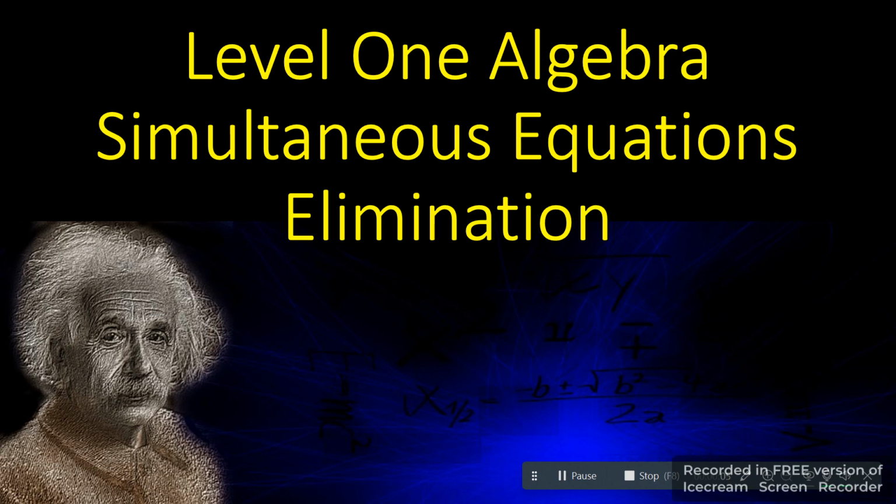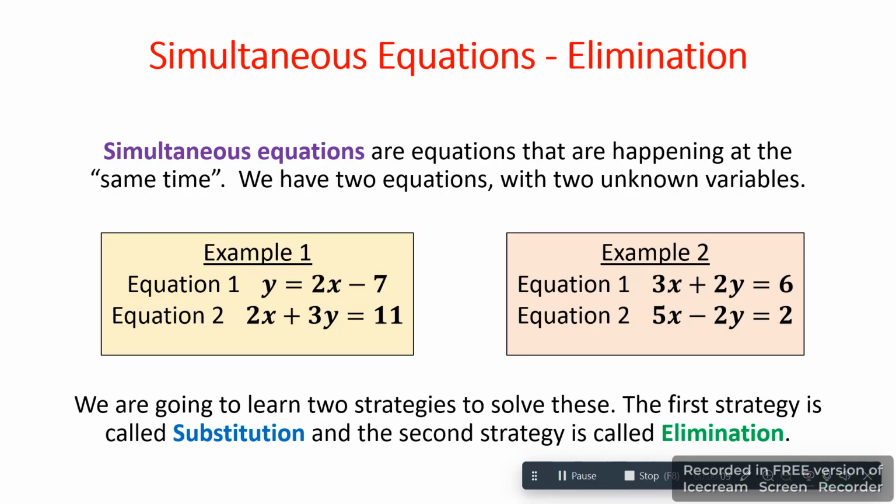We continue talking about simultaneous equations. Now we know simultaneous equations are equations that are happening at the same time, where we have two equations and two unknowns, quite often x and y. In the last video, we learned how to solve them using a method called substitution. In this video and the next video, we're going to learn a strategy called elimination.